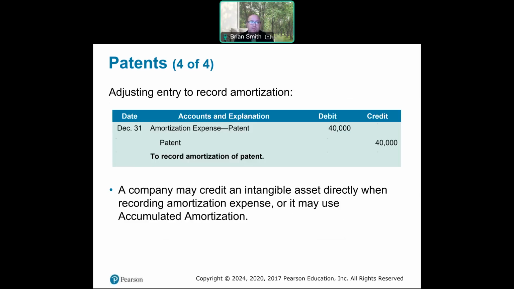This is the exception of this chapter. We've been doing accumulated depreciation and depletion. Now we're just going to reduce the value of the patent directly. We're going to debit amortization expense, patent, and credit the patent to reduce its value. And who knows? By the time you become accountants, they could change this to where you have accumulated amortization, patent. Technically, long-term assets are supposed to be held at cost, and this is reducing that cost. So maybe that'll change someday.